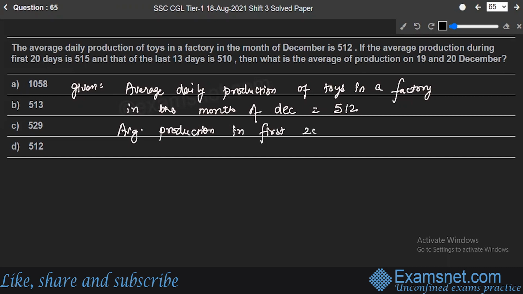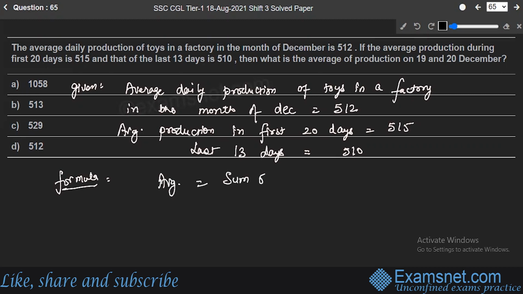In first 20 days is 515. Last 13 days 510. Okay, so we all know how many days are there in December, 31. And you know the formula for average also. Average is equal to sum of observations upon the number of observations.